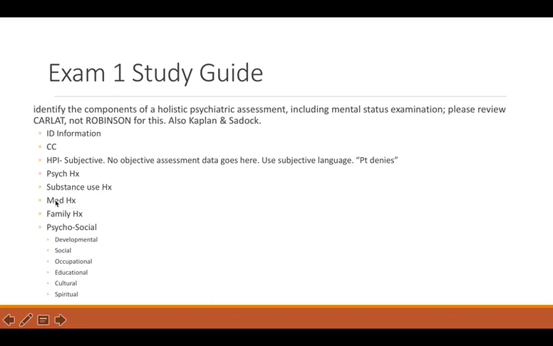Medical history, especially if it's relevant, head injuries, seizure disorders, things like that, and family history. That's family psychiatric history, and maybe any family history of pertinent medical diagnoses as well, especially if there are some neurological issues or things of that nature. Psychosocial, a lot of stuff falls under psychosocial. So you have developmental, social, occupational, educational, cultural, spiritual. All of these things sort of fall under that area.